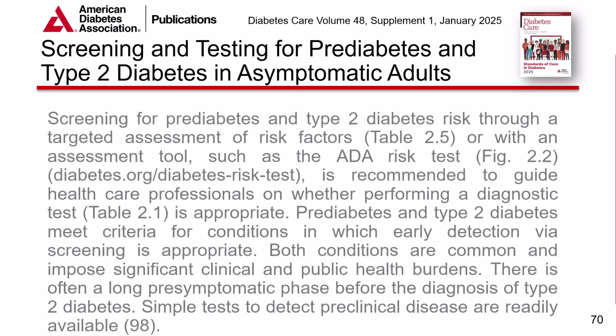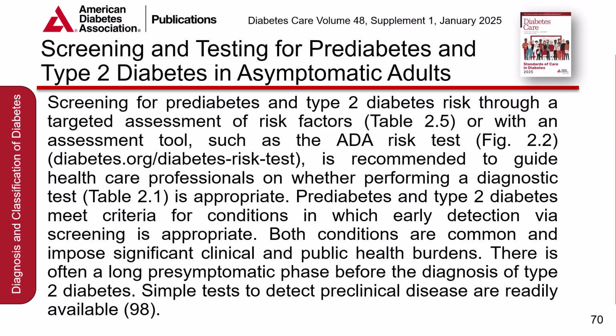Screening and testing for prediabetes and type 2 diabetes in asymptomatic adults. Screening for prediabetes and type 2 diabetes risk through a targeted assessment of risk factors or with an assessment tool, such as the American Diabetes Association risk test, is recommended to guide healthcare professionals on whether performing a diagnostic test is appropriate. Prediabetes and type 2 diabetes meet criteria for conditions in which early detection via screening is appropriate.